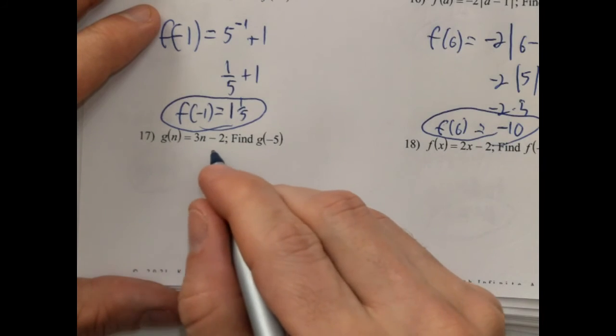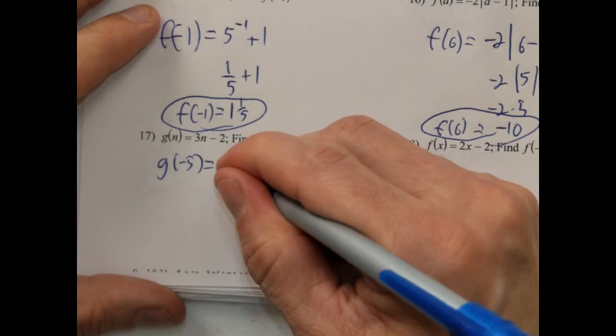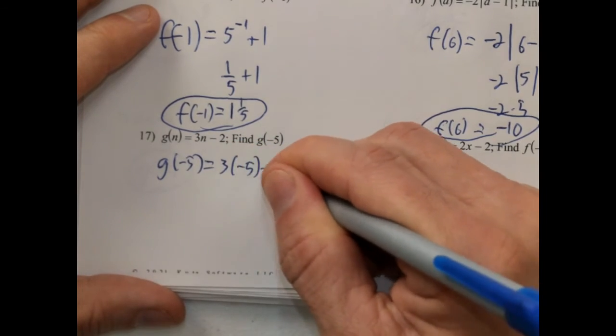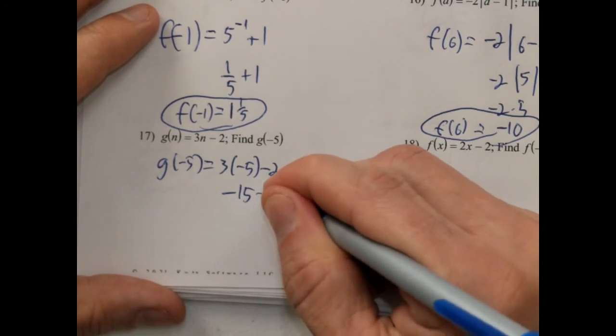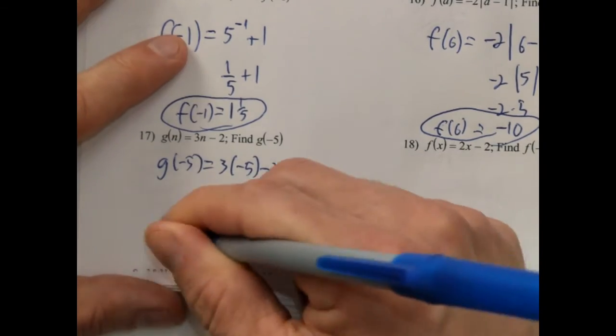g of n is 3n minus 2. Find g of negative 5. 3 times negative 5 minus 2. 3 times negative 5 is negative 15, minus 2 is negative 17. So g of negative 5 equals negative 17.